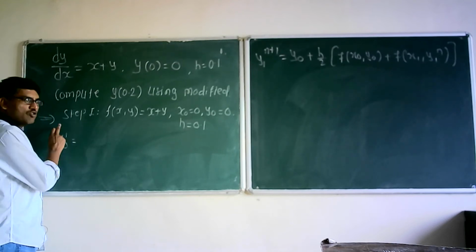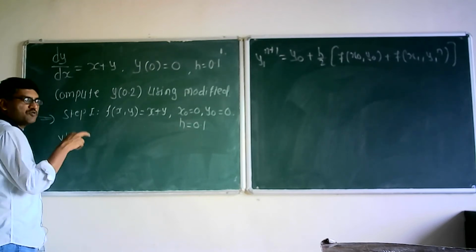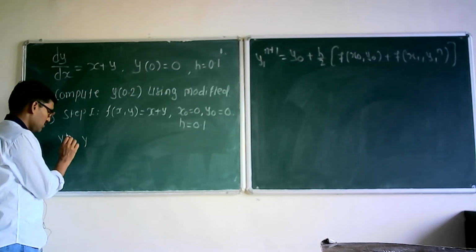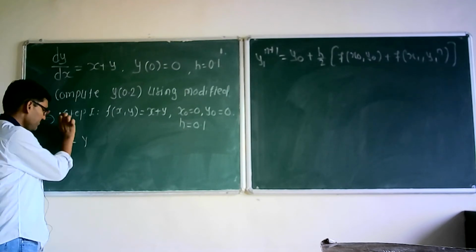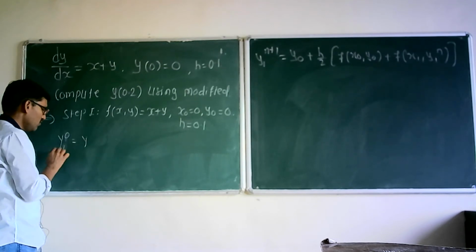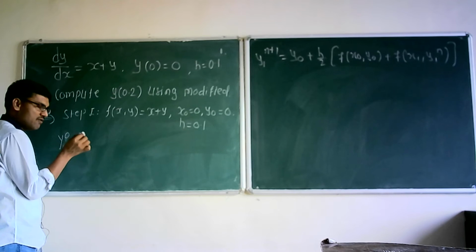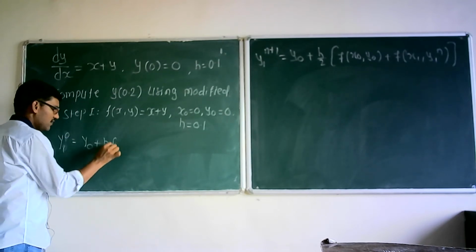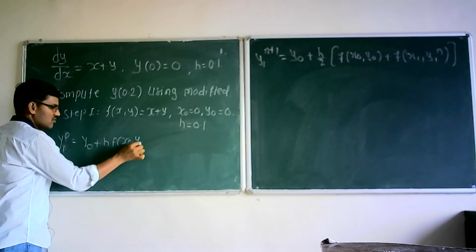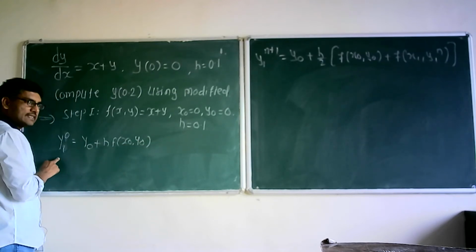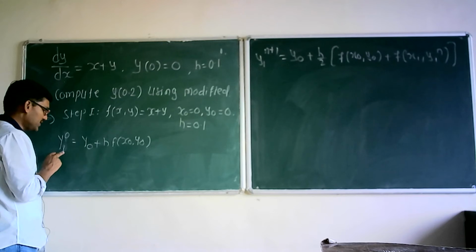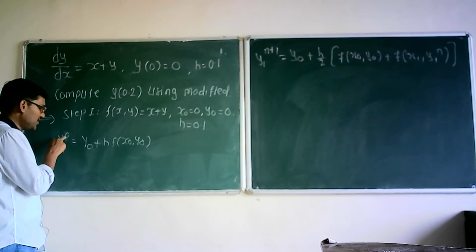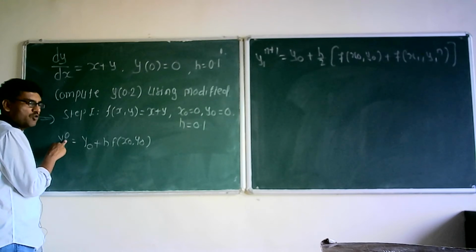Then y1 0, then y1 1, y1 2 and so on, we are going to find by using the modified Euler formula. So y1 0 equal to y0 plus h f of x0, y0. This is our Euler formula. Only the notation has changed.